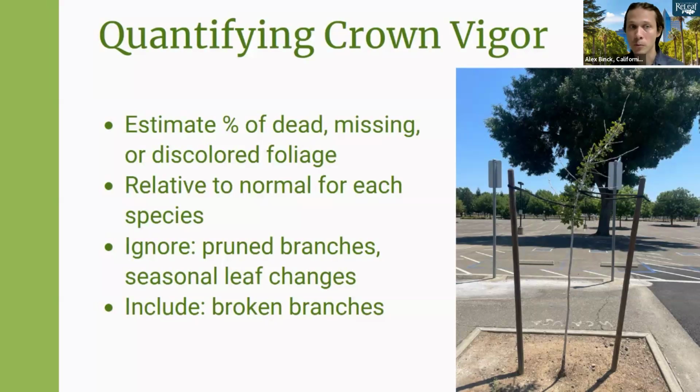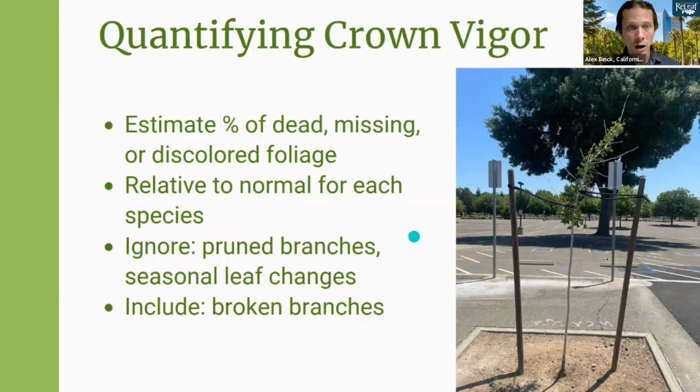The other thing is, if there are branches that have been pruned off, you want to ignore those. Don't worry about them. That's part of the healthy tree, right? That we've done pruning on it. And also, if there's a seasonal leaf color change, you really don't want to dock the tree for that. So if it's starting to change color in the fall, I would just not assess the vigor at that point. However, if there are broken branches, we do want to imagine what part of the crown is missing due to that broken branch, because that's not a normal healthy part of the tree that's happened.